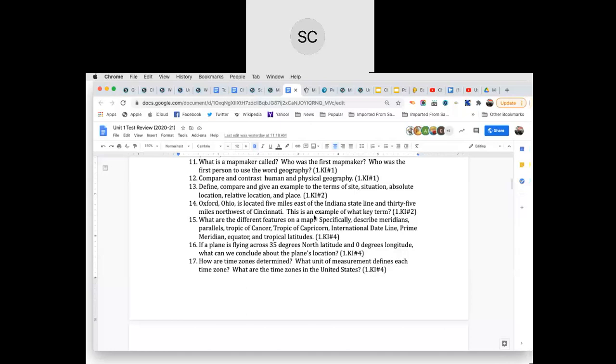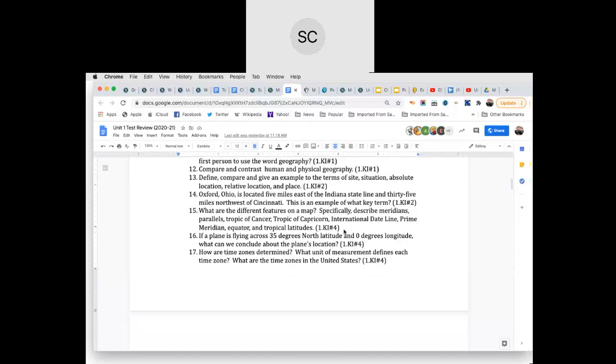15, what are the different features on a map, specifically describe meridians? Meridians are just called lines of longitude. They go up and down. Every meridian is the same length. Parallels are lines of latitude. They are not the same length. They span the width of the globe. Parallels are also known as lines of latitude.